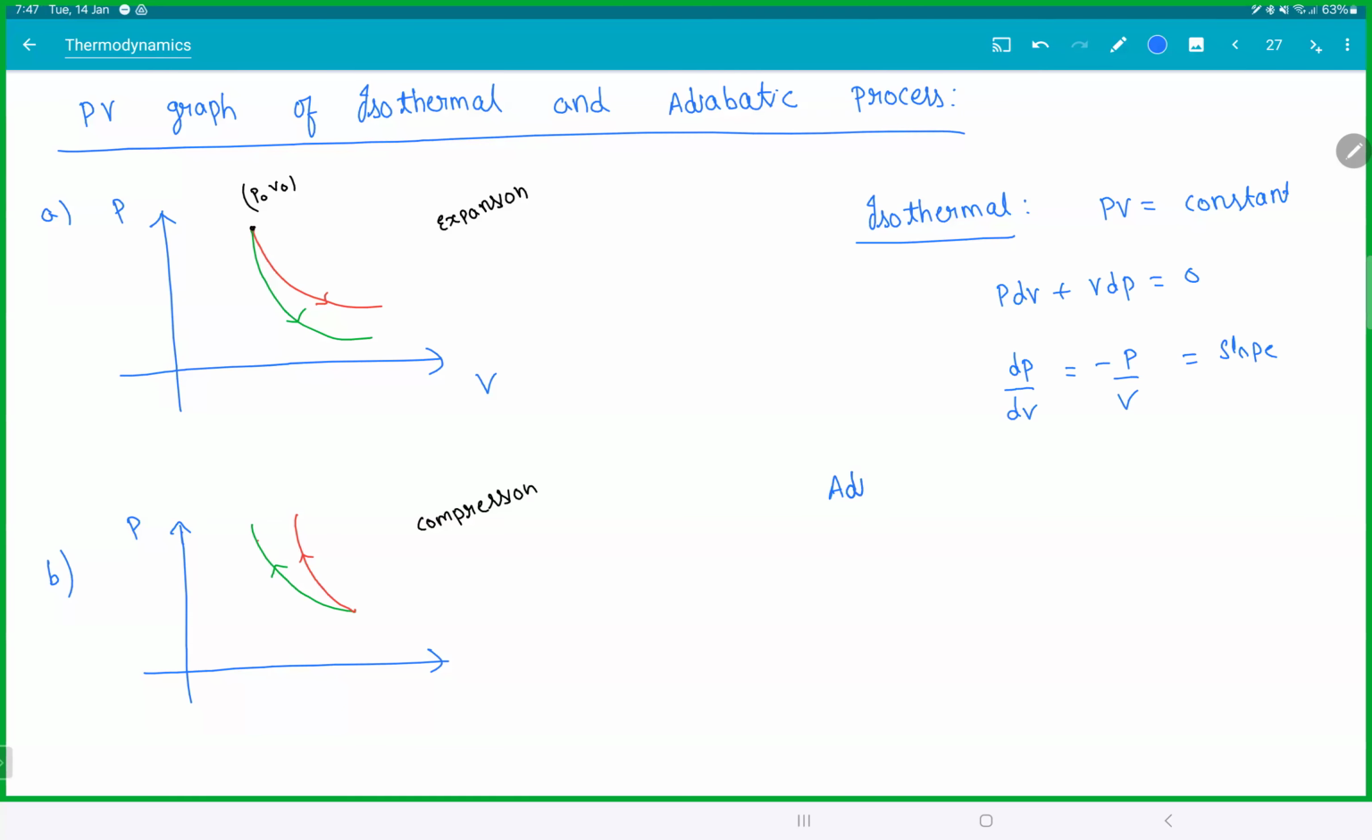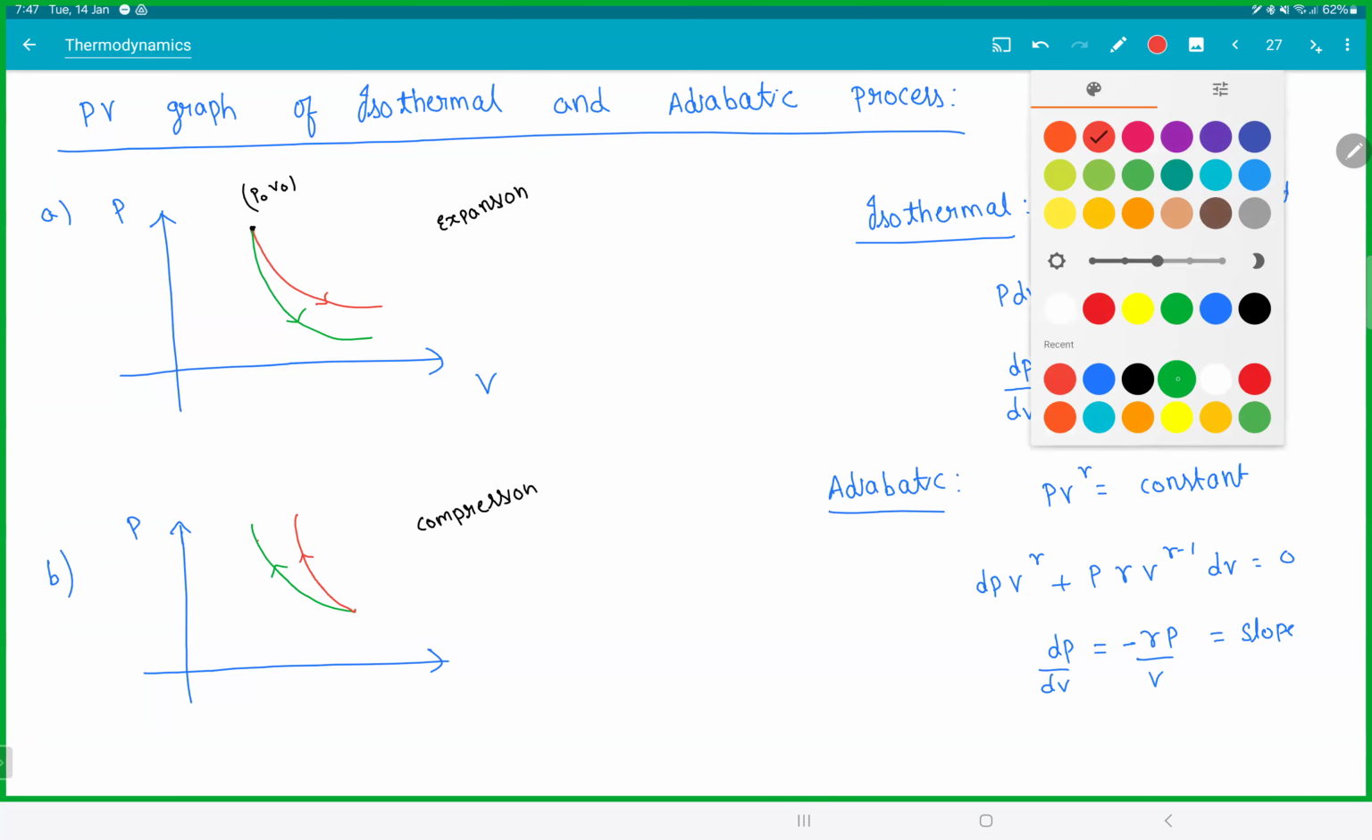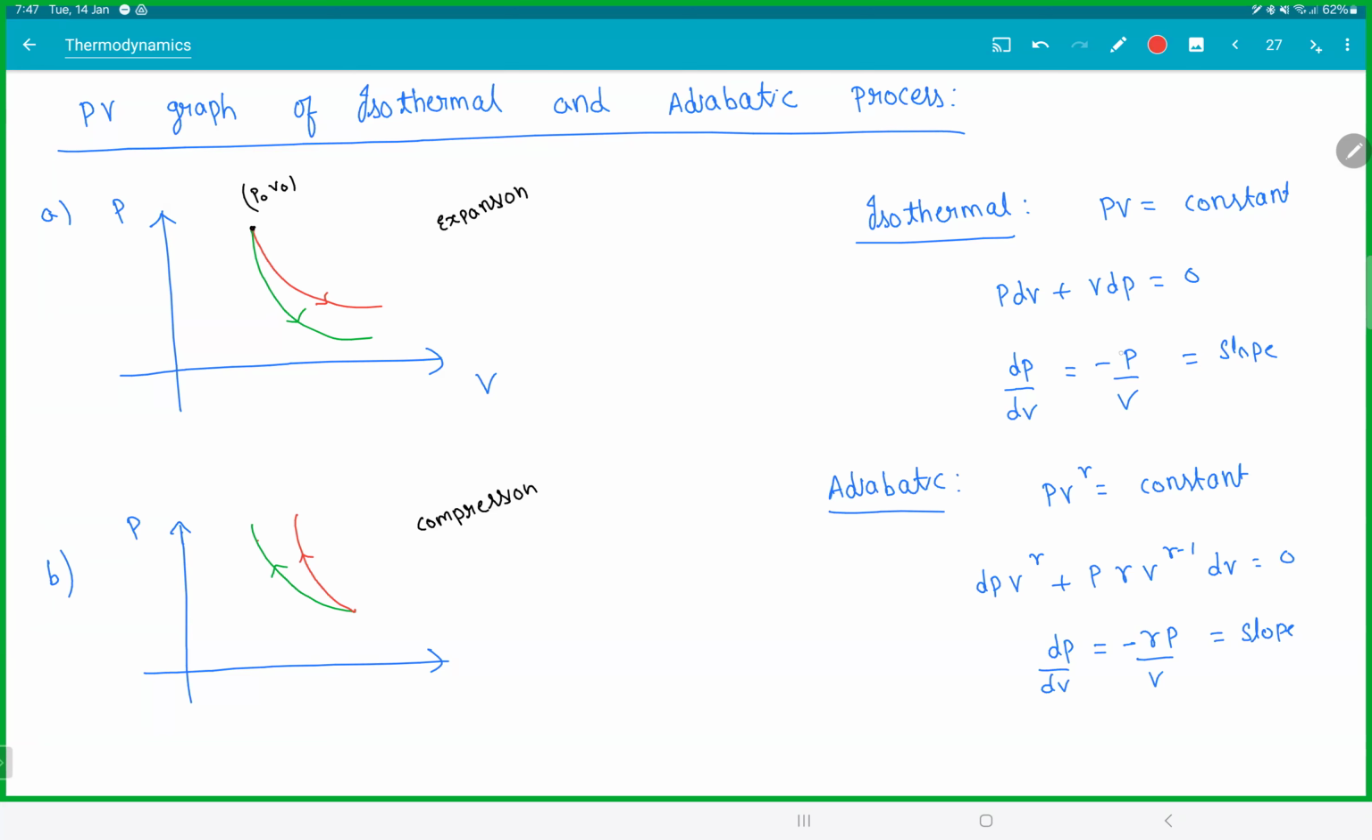The same thing if you do for adiabatic, PV^gamma is constant. If you differentiate this, you will get dP V^gamma plus P into gamma V^(gamma-1) dV is 0. So we get dP by dV is minus gamma P by V. Did you see the difference? Just to give an idea, let's take some numbers. For example, this number is -1 and this number is -√3, because gamma is greater than 1.